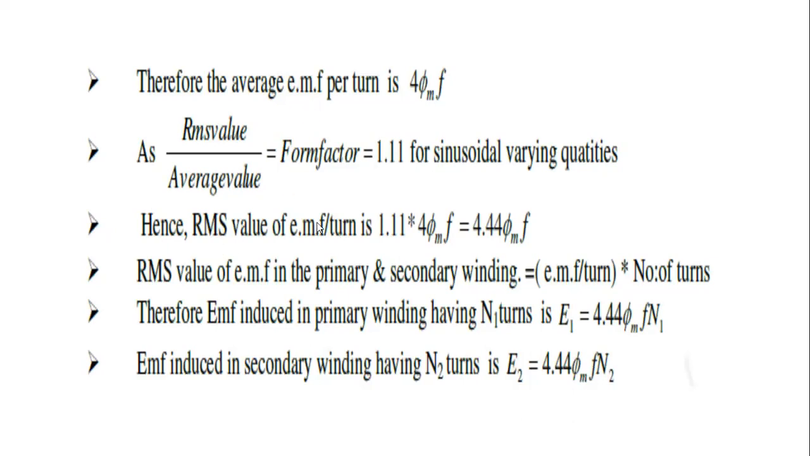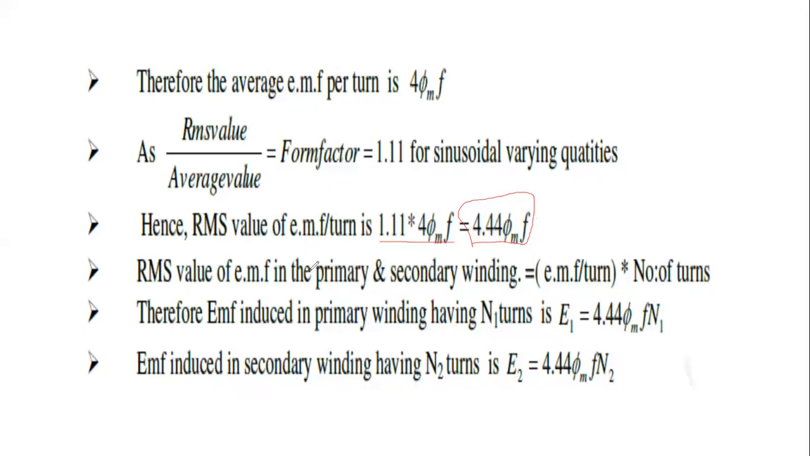Therefore, the RMS value of EMF per turn is equal to 1.11 into 4φm into f, that is equal to 4.44 φm into f.